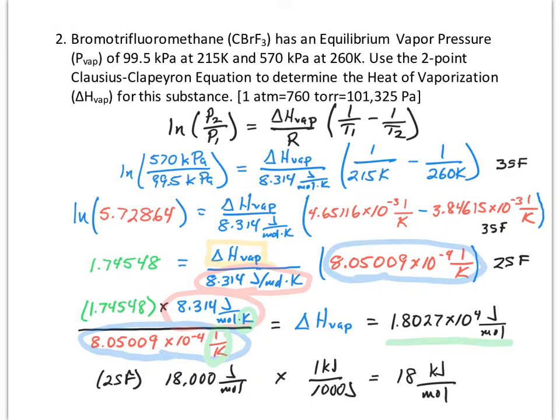Since we were doing math with a number that had 2 significant figures in it, our result will have two significant figures. So if we multiply that out, convert it to standard notation, you end up with 18,000 joules per mole. Converting that to kilojoules per mole gives us 18 kilojoules per mole as the heat of vaporization for the bromo-trifluoromethane given in this problem.